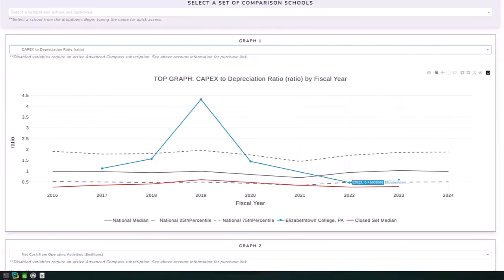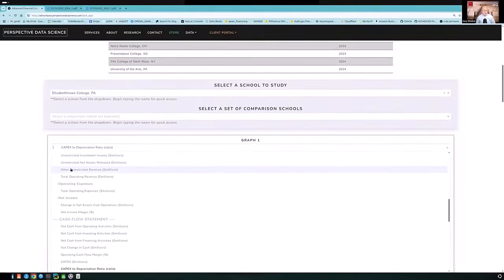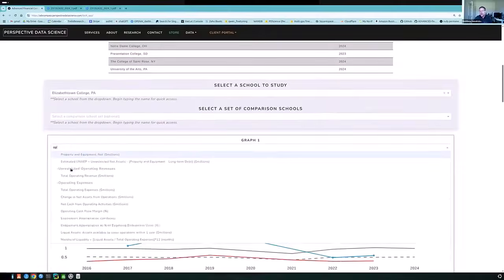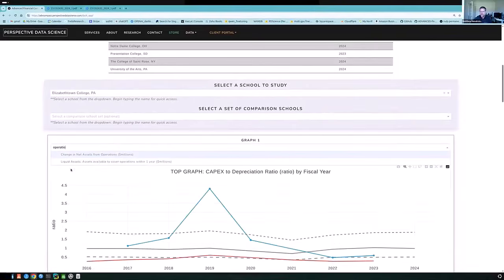But a couple things here. Financially stressed schools tend to not invest in their infrastructure at the rate you would expect, which is to have it higher than your depreciation level. And this was a college that was doing okay prior to, yeah, it looks like 2020. And now it looks like we're probably going to see a series of years where they're below that 1.0 ratio.